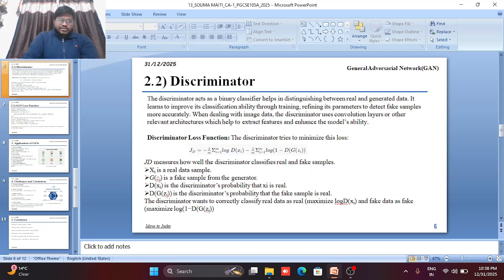Discriminator. The discriminator acts as a binary classifier. Its job is to distinguish between real data from the dataset and fake data produced by the generator. For image-based tasks, the discriminator usually uses CNNs to extract features efficiently. The discriminator tries to correctly classify real data as real and fake data as fake. Its loss function measures how well it performs this classification task. So while the generator tries to fool, the discriminator tries to become more accurate.